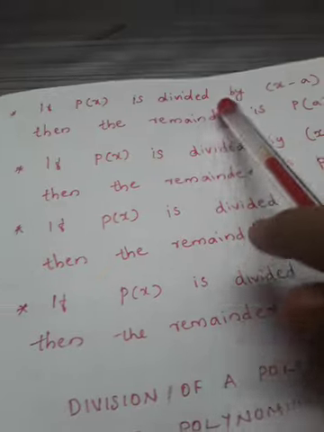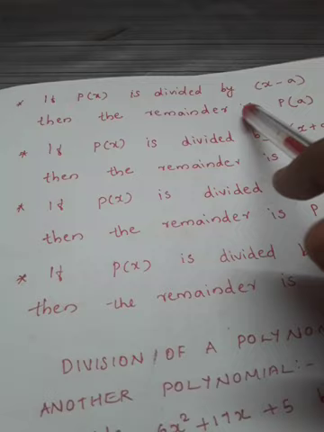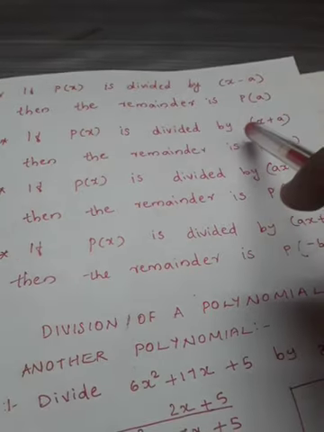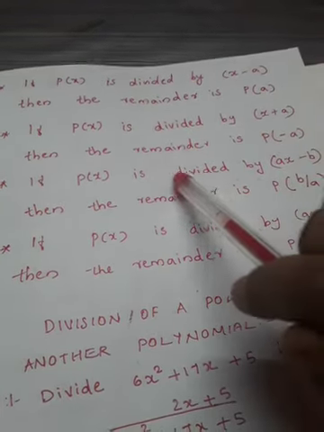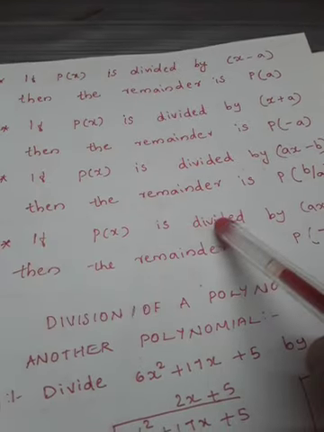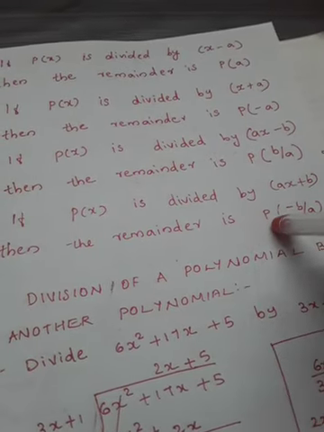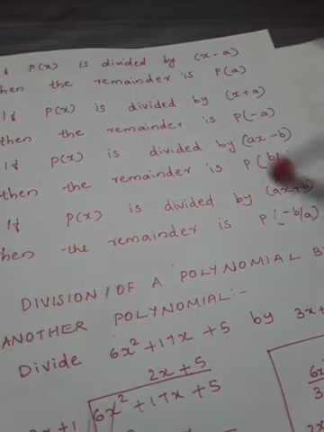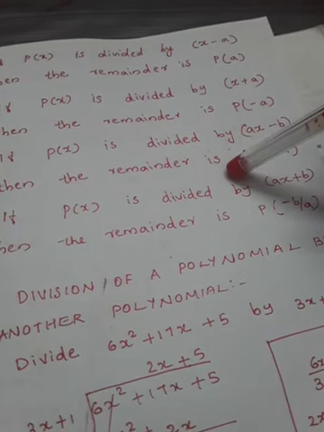We just remind these 4 points. That's enough. Okay. When P of x is divided by x minus a, then what will be the remainder? P of a. Then x plus a, then what will be the remainder? P of negative a. Then ax minus b, then P of b by a. When we divide P of x by ax plus b, then what will be the remainder? P of negative b by a. These forms you want to just remind. Okay. Then only we can do exercise 2.3 first section.